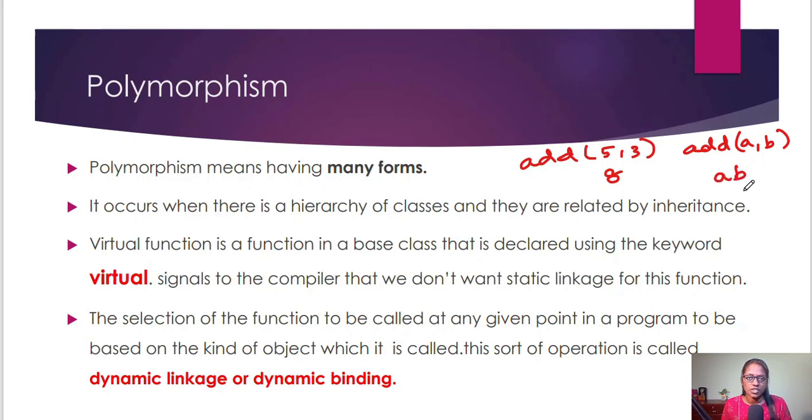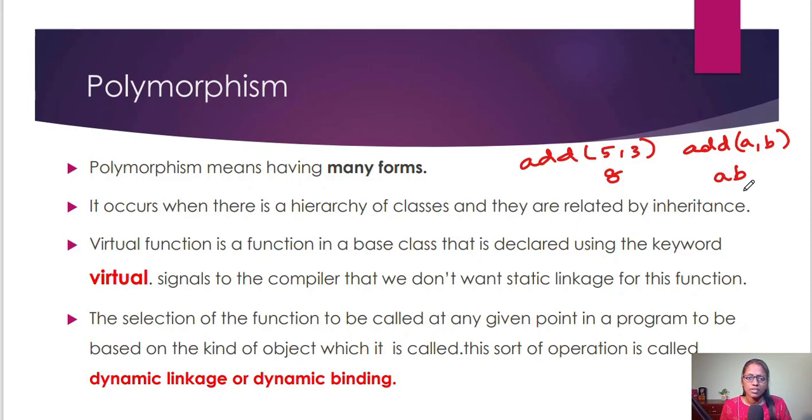So the same function with different action based on the data. Based on the data, the same function acts differently. So such a concept is called polymorphism. Such implementation is called polymorphism. Polymorphism means having many forms with the same name.